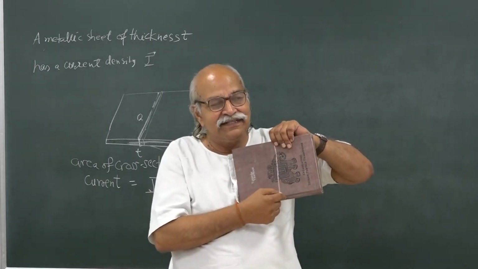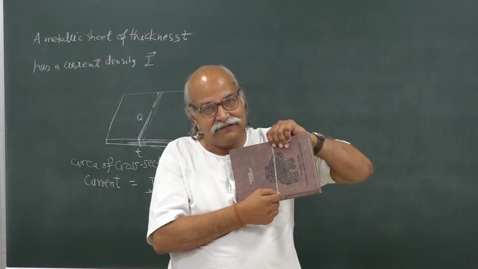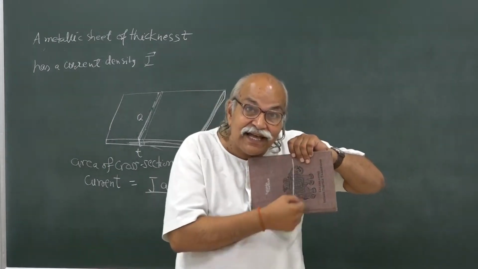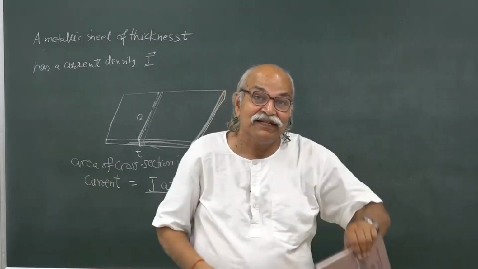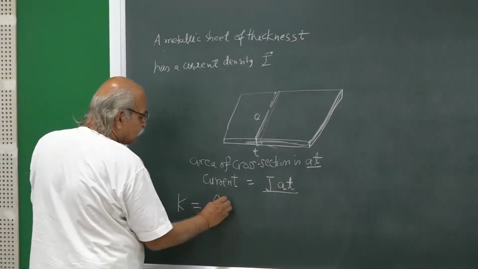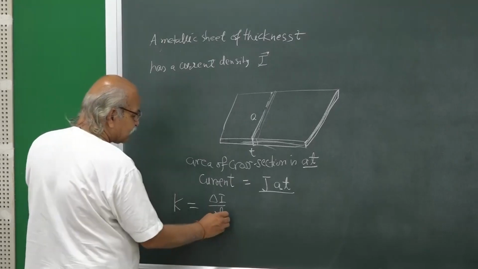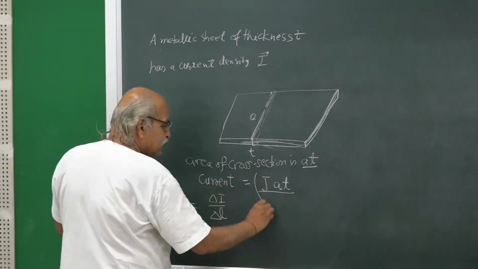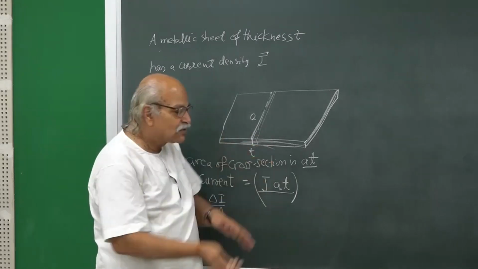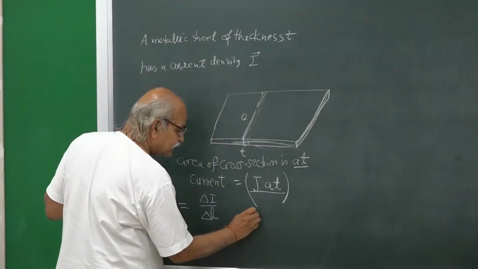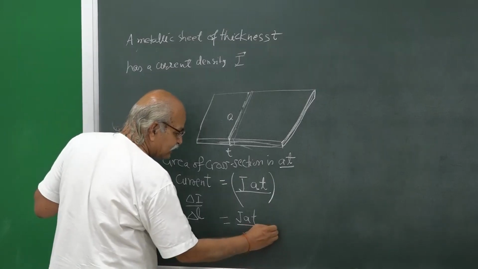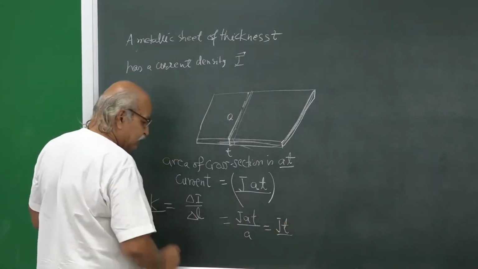And surface current density is, by definition, the current crossing this line divided by the length of the line. Remember that. How do we define K? K is the current which is crossing that length delta L. Here the current crosses this length A, because T we are just squeezing, and therefore this will be J into A into T. This is the current, divided by the length, which is A. So it is J times T.